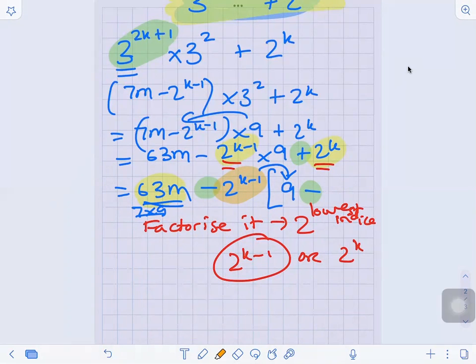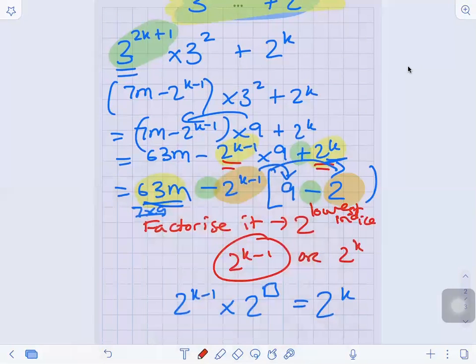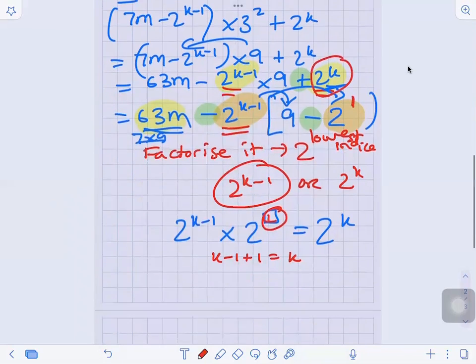Now I took out 2 to the k minus 1, and times 9 will give you 2 to the k minus 1 times 9. But when I do it on the second section here, 2 to the k minus 1, how do I end up with what's above it, which is 2 to the k? What would that be 2 to the power of? 2 to the k minus 1 times 2 to something should give 2 to the k. So if you make that number a 1, k minus 1 plus 1 gives you k. You've got to choose an indice so that when you multiply it by the one that's outside and add the indices, you get what you started with, which is 2 to the k.